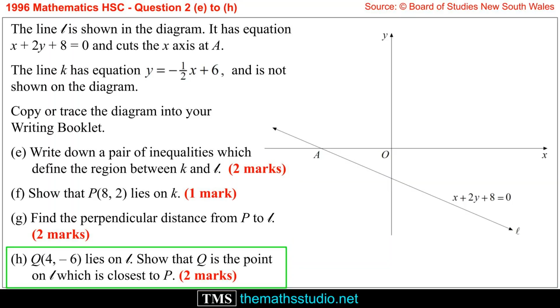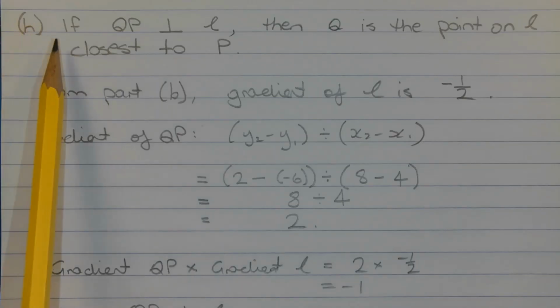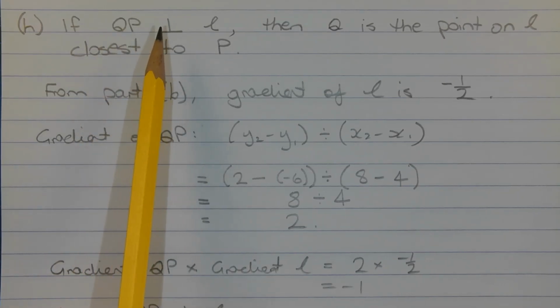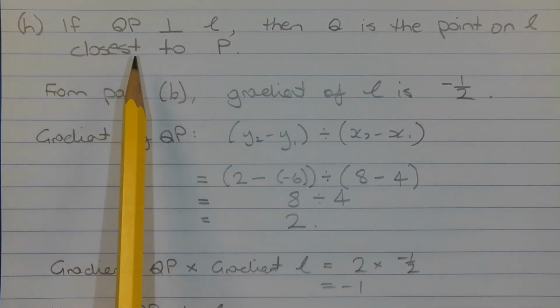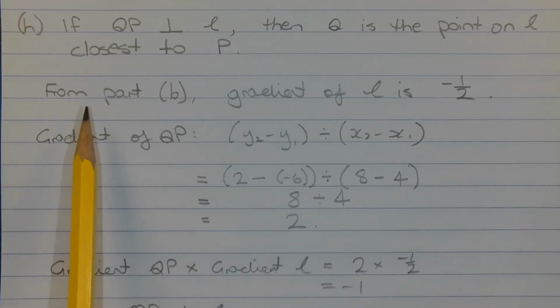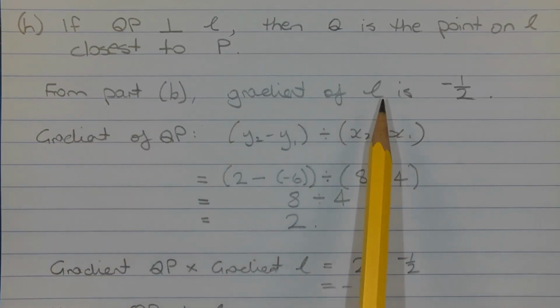Part H. Q (4, negative 6) lies on L. Show that Q is the point on L which is closest to P. If interval QP is perpendicular to line L, then Q is the point on L that is closest to P. Now from Part B, the gradient of line L is negative 1 over 2.